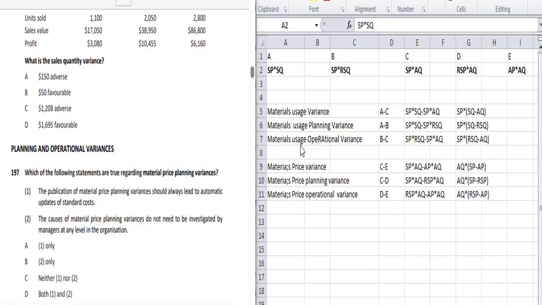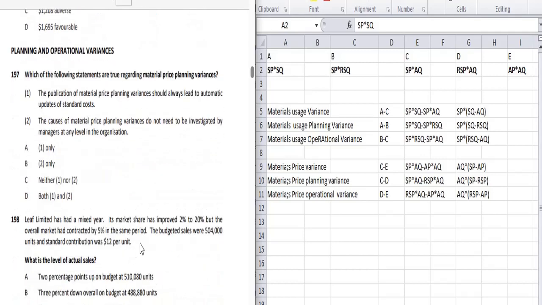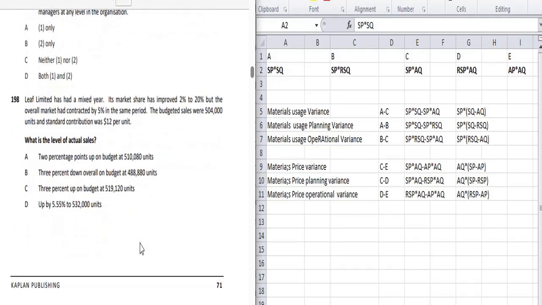So this statement is also false. So neither one nor two. Moving ahead, what is the level of actual sales? The question is: Leaf Limited has a mixed year and the market share has improved 2% to 20%, but the overall market has contracted by 5% in the same period. The budgeted sales were 504,000 and the standard contribution was 12 per unit. What is the level of actual sales?